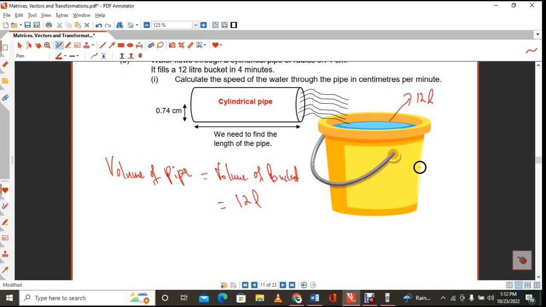Also, what we need to know is that 12 liters is also equal to 12,000 milliliters, which is equal to 12,000 cubic centimeters. I hope you understand and know the relationship between capacity and volume. Basically 1 milliliter is the same as 1 cubic centimeter. That is something that you need to know.